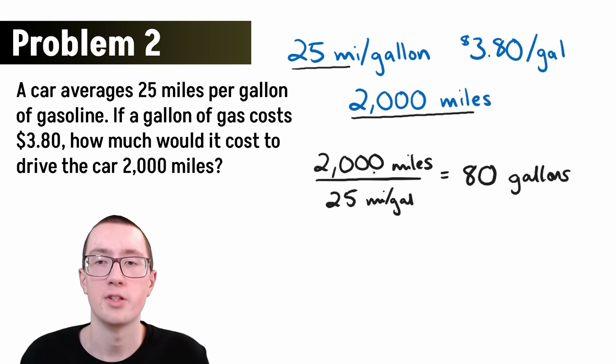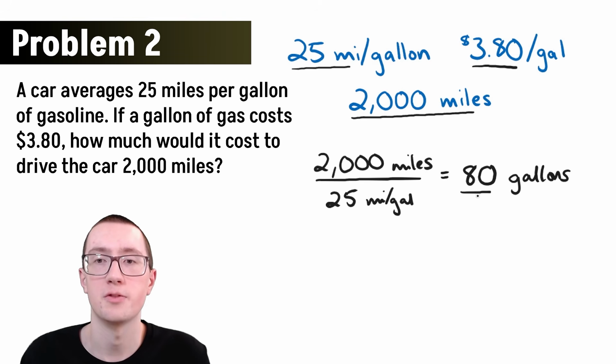And if you're not sure that you did that right, you can just kind of think about it logically. Does it make sense that on a 2,000 mile drive, we used 80 gallons of gas? I mean, that seems like a kind of reasonable number, right? So we know that we've used 80 gallons, and we know that a gallon of gas is $3.80.